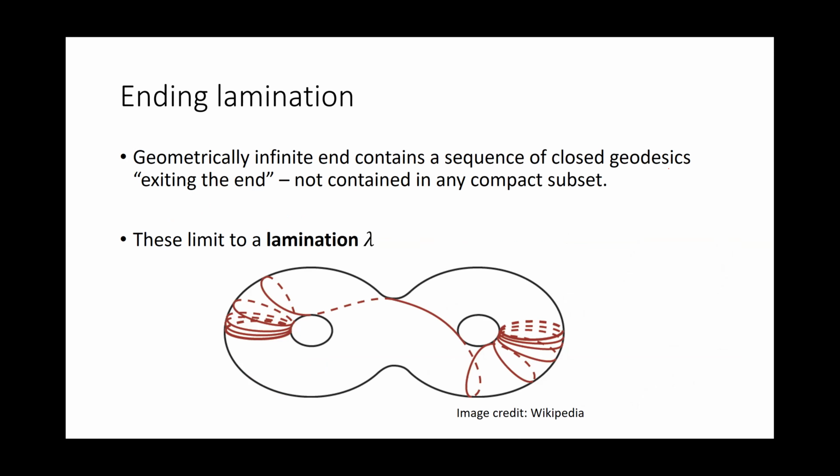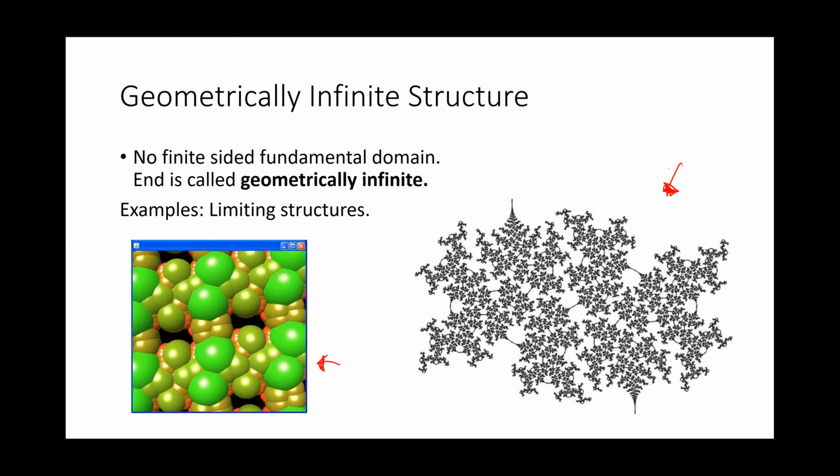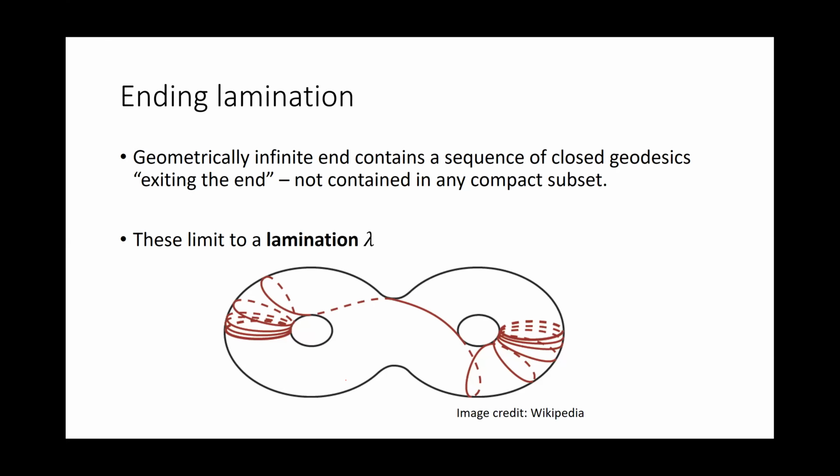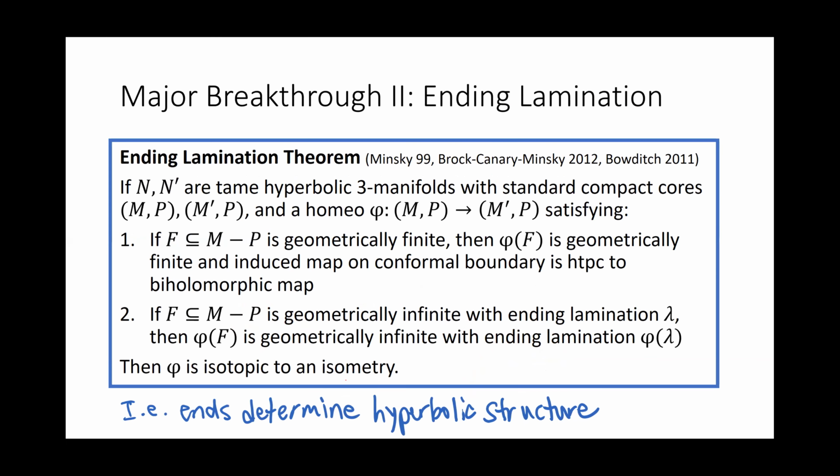You can think of these as the loxodromics that are gluing these faces in this compression case. Each of them corresponds to some geodesic. They're getting smaller and smaller and smaller, getting closer and closer out to the boundary, and they're not going to be contained in any compact subset. And these geodesics have a limit, and they limit to a lamination. And this is called the ending lamination. And the second major breakthrough of the 2000s was the proof of the ending lamination conjecture.